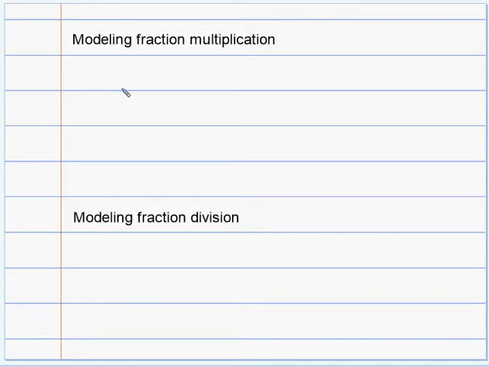Hi class, this is lesson 26 for course 2. But first, I want to talk about modeling fraction multiplication and modeling fraction division. I think it's important for you to see what's really happening here.